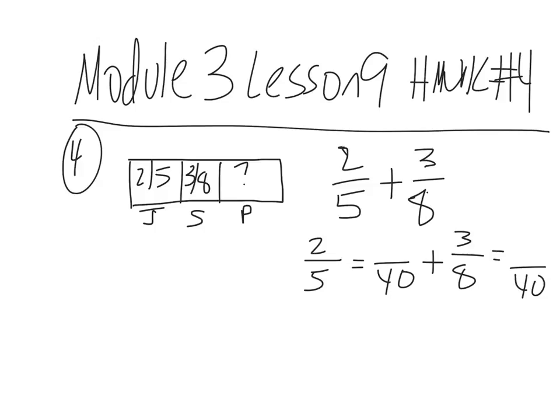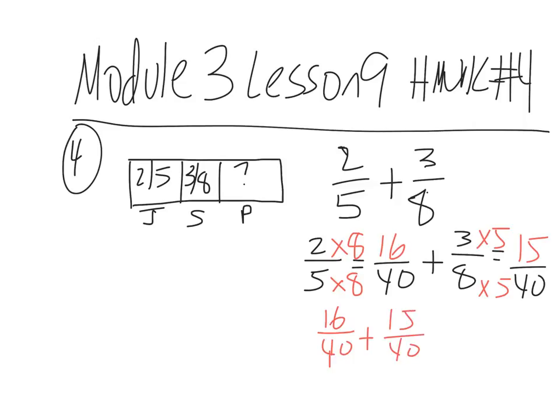Now we'll do the top-bottom rule. 5 times 8 is 40. That means that 2 times 8 on the top, and we'll get 16. 8 times 5 is 40, which means we'll do the same thing on top. 3 times 5 is 15. So now we're left with 16 over 40 plus 15 over 40. Well, we add up the two top numbers and get 31. The denominator is the same. So we know that right here on our piece of tape that is worth 31 over 40.